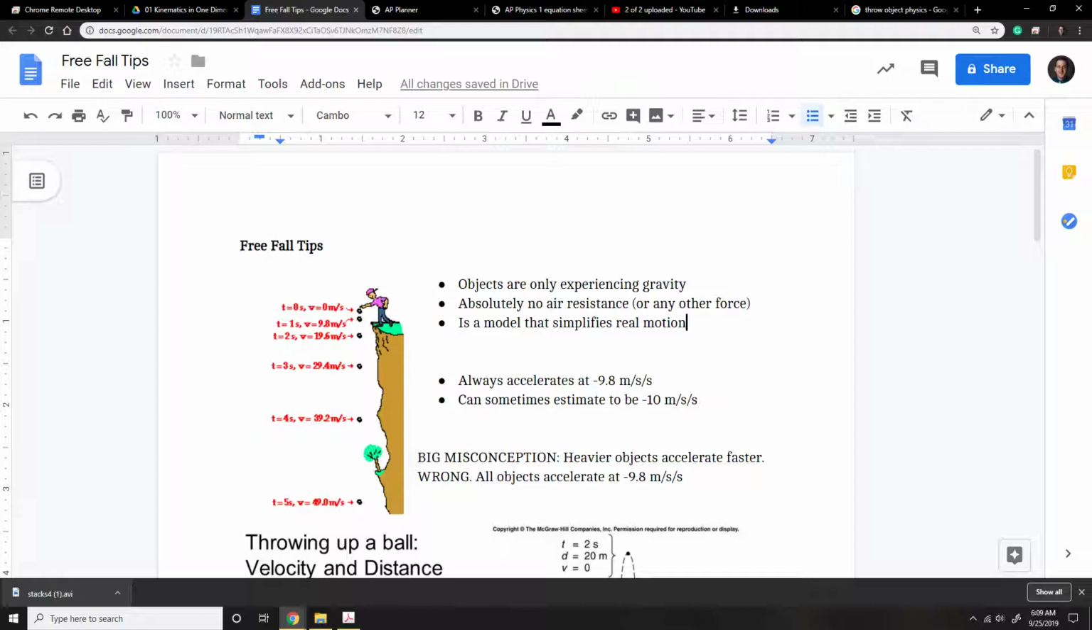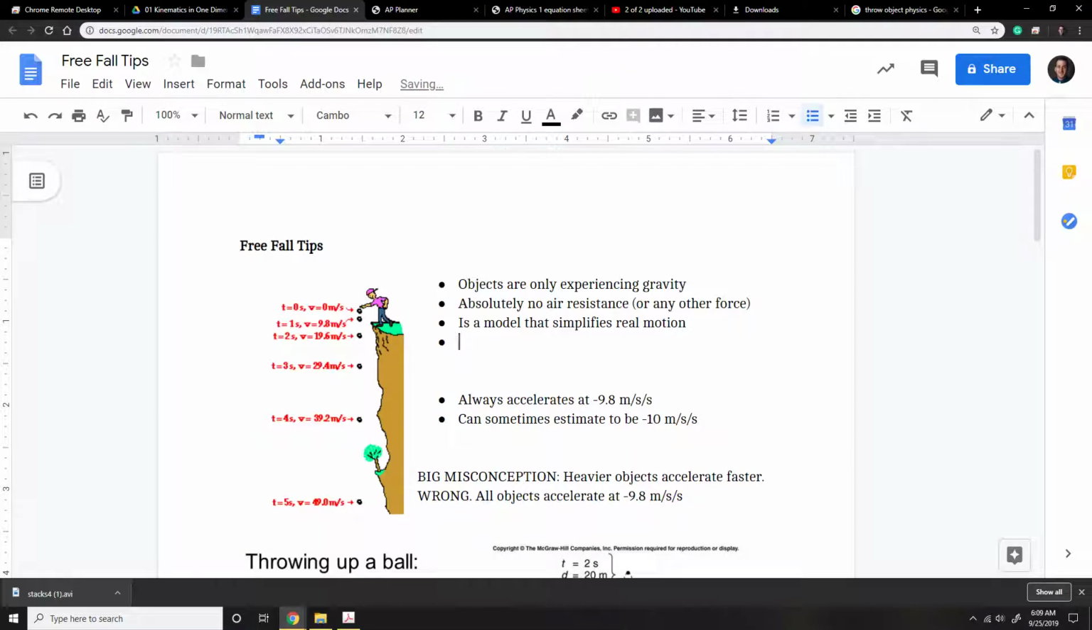So if it's just falling, or even if you throw something upwards, after it leaves your hand there's no more force on it except for gravity, then it becomes in free fall. So it can be in free fall if it's just dropped, or if you throw it, as long as it leaves your hand and there are no other forces on it after it leaves your hand. Then it is in free fall.